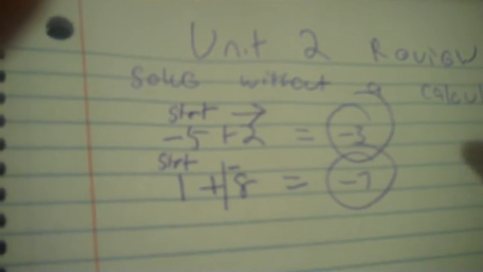1 minus 8. So I start at 1. If I have a minus, I'm going to change it to plus and then make the number after it negative. So I go 1 backwards 8. I'd start at +1, go backwards 8. That would be -7.